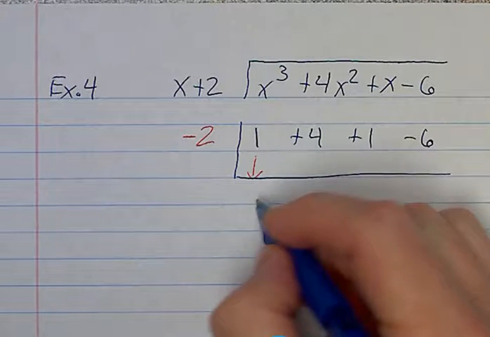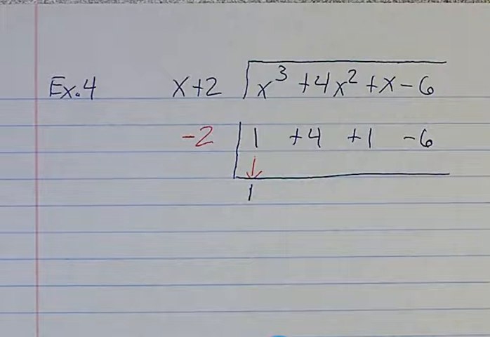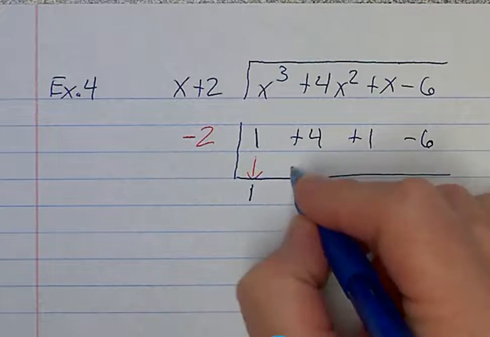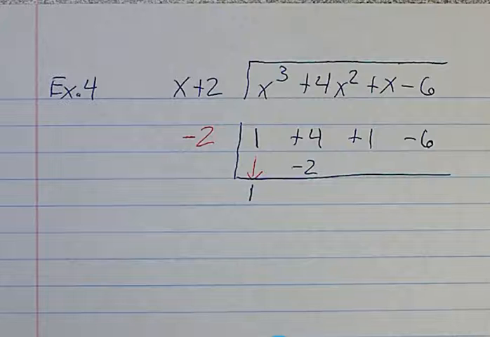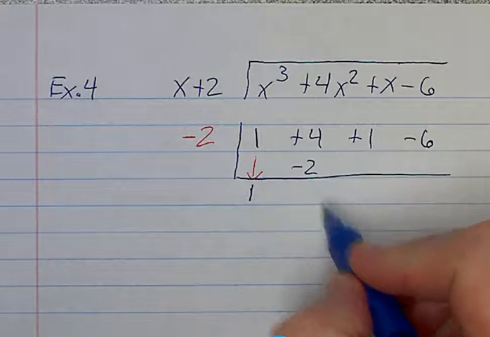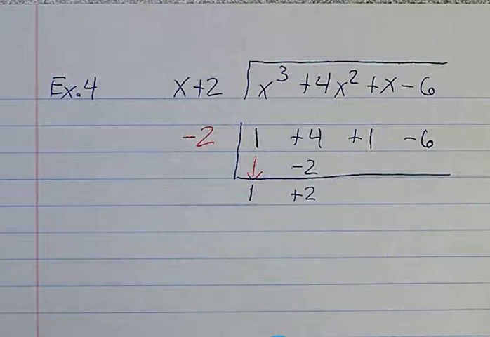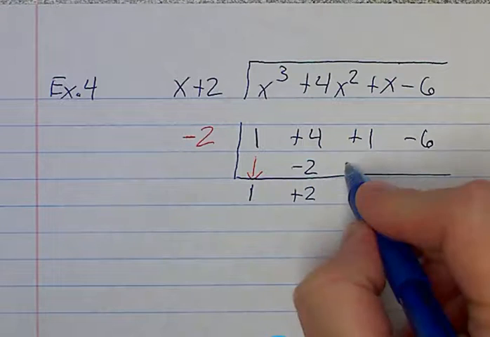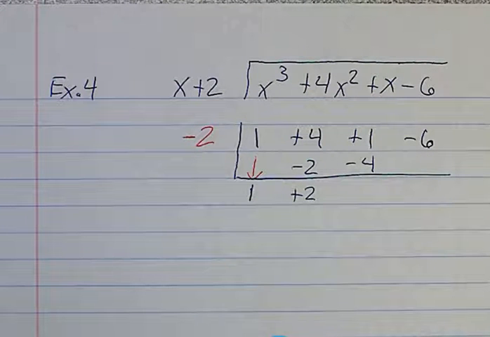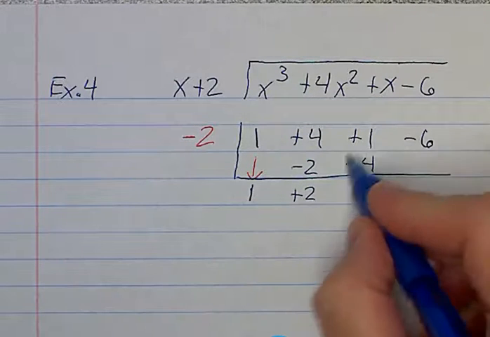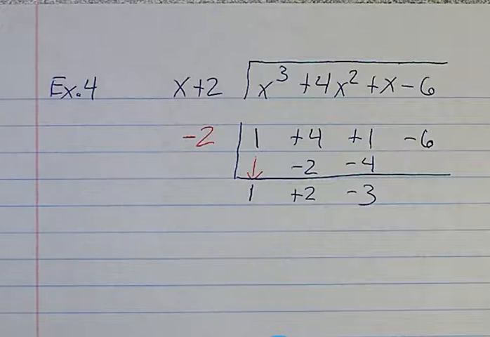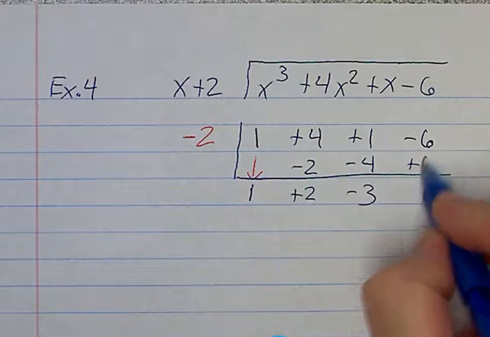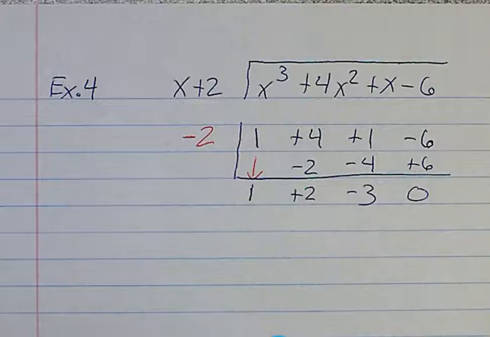Okay, first term again, just kind of holds it in place. We've got the 1 here. Negative 2 times 1 is a negative 2. 4 minus 2 is just 2. Negative 2 times 2 is a negative 4. 1 minus 4 is a negative 3. And then negative 2 times negative 3 is a positive 6. We've got a 0.